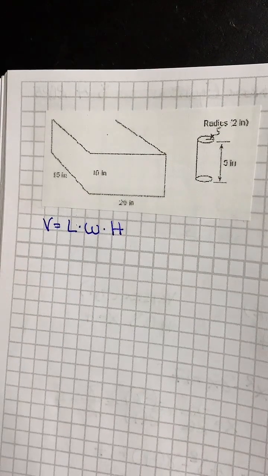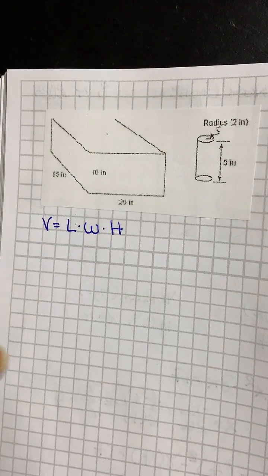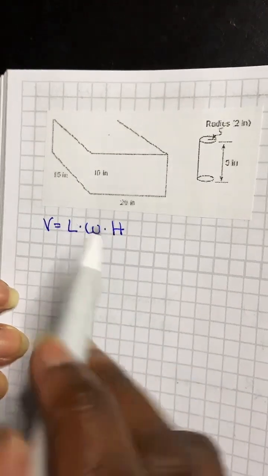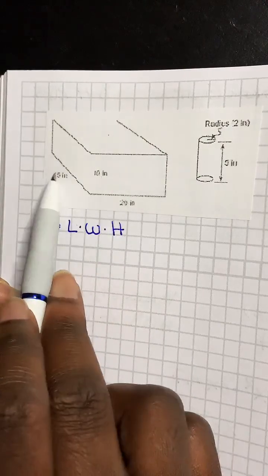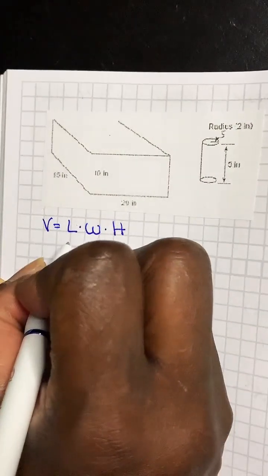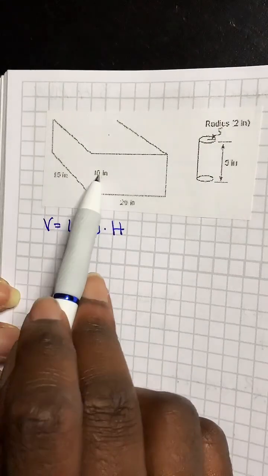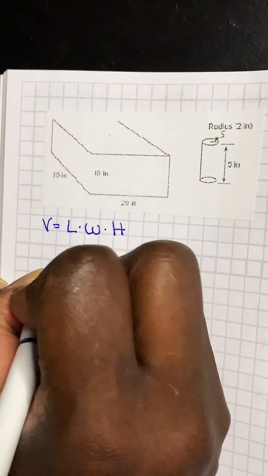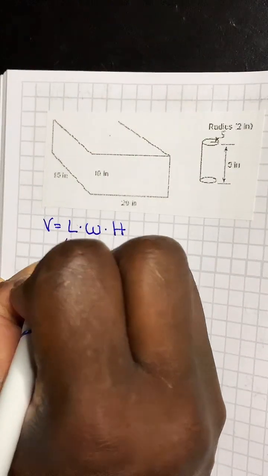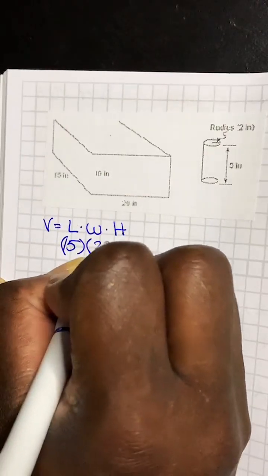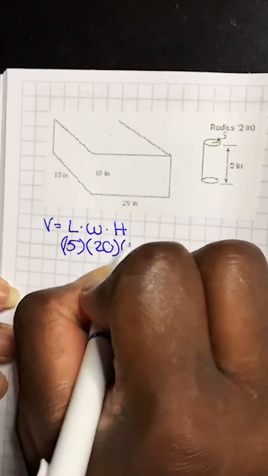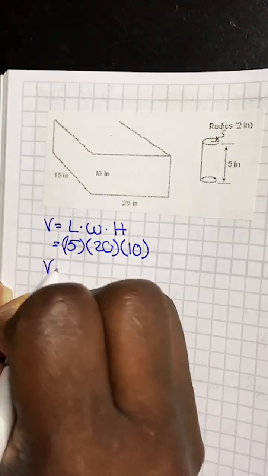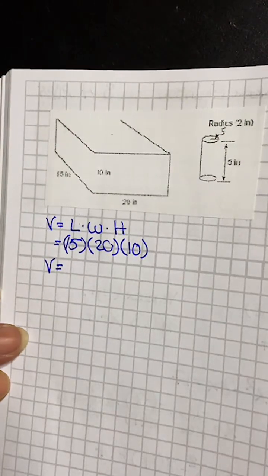You know that these three numbers are going to be multiplied. So you got your 15, you have your 20, and you have your height of 10. What would be my volume?